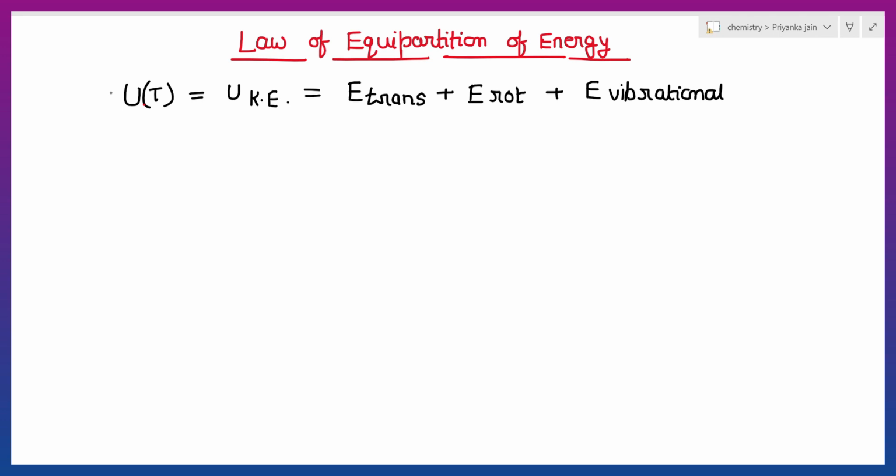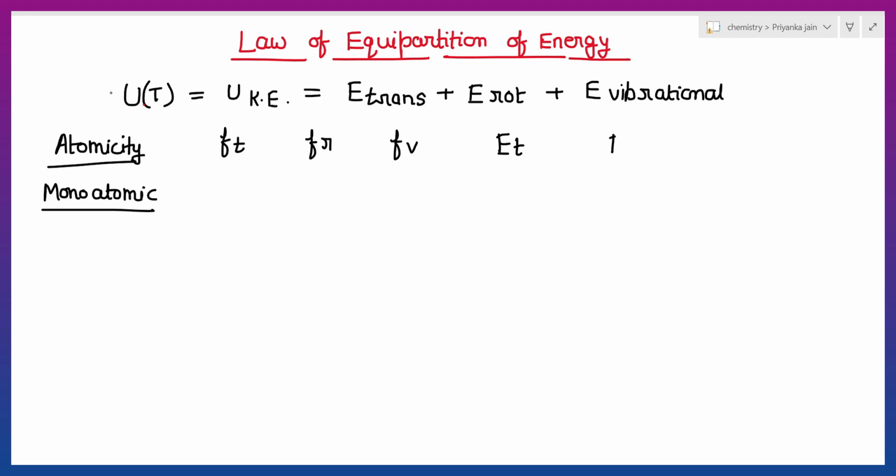Suppose we have to find out the value of U. We know that we cannot find out the absolute value of the internal energy, but we can find out a basic level. Suppose we are given the atomicity. First of all, for this you should know about atomicity. We are making a chart here. If we are given monoatomic molecules, you will have to find out the translational degrees of freedom, the rotational degrees of freedom, and then the vibrational degrees of freedom. Once we know this, we can find out the translational energy, rotational energy, and vibrational energy.